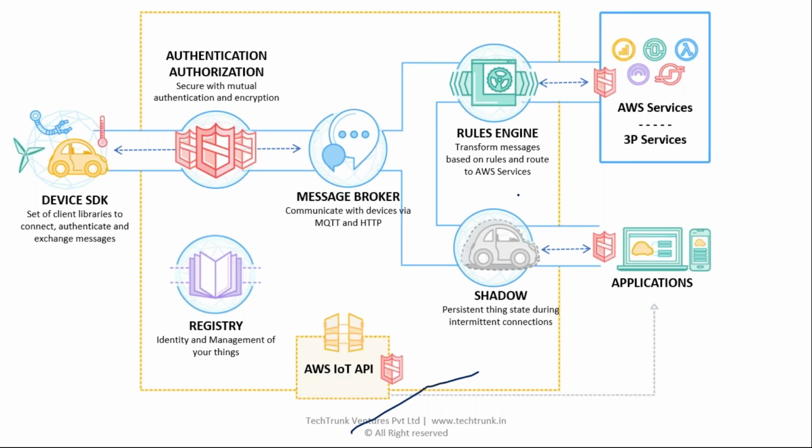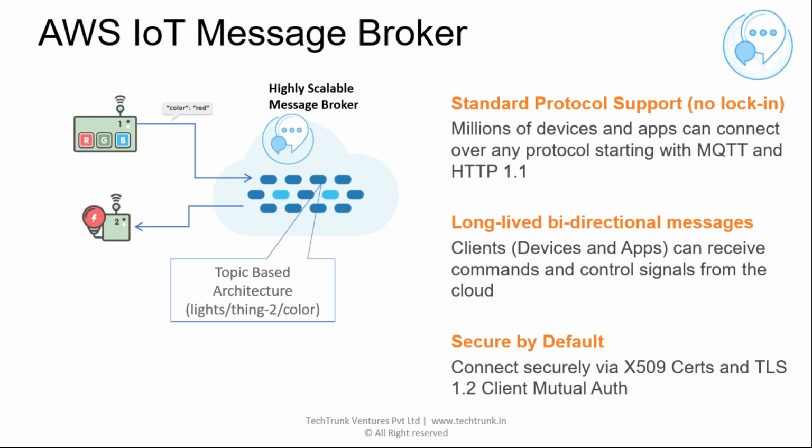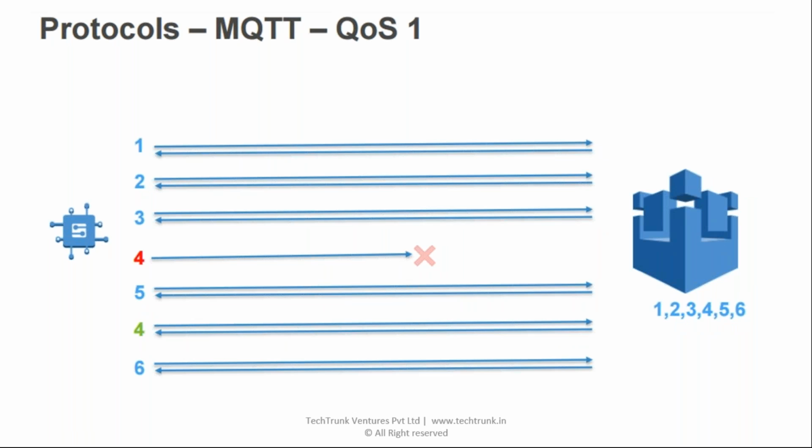Okay, so let's go ahead and discuss one by one about them again. We'll go quickly with them. So you see message broker. Multiple devices can connect to the broker and exchange data. The broker uses protocols like HTTP and MQTT both. In case of MQTT quality of service 0, if any data is not sent, it will not be received. Let's say a device is sending 1, 2, 3, 4, 5, 6. If 4 is not sent, it will not be received. Only 1, 2, 3, 5, 6 will be received.